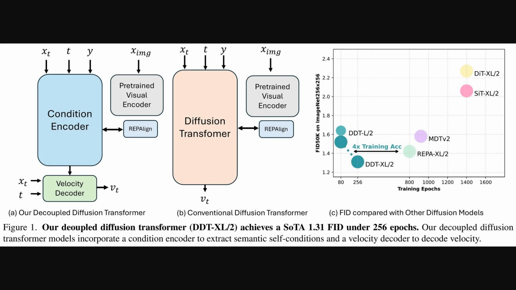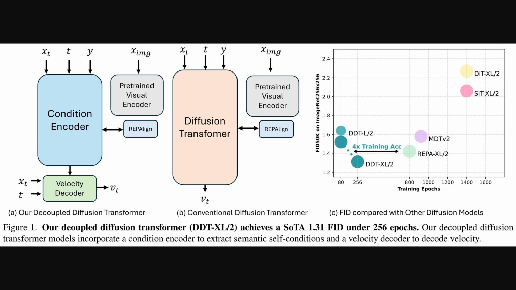Alright, so figure 1 here really helps visualize what's going on. On the left, in panel A, we see the architecture of their Decoupled Diffusion Transformer. It has two main parts: a condition encoder, which processes the noisy image data, the current time step in the denoising process, and a class label, and then a velocity decoder, which uses that information to predict how the image should change. This is different from panel B, a conventional diffusion transformer, which uses a single, combined module.